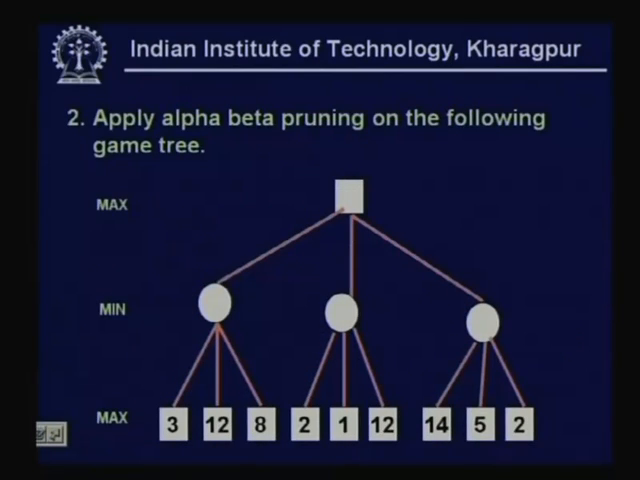Then question number 2, you are given this game tree. You are going to apply minimax with alpha beta pruning on this game tree and identify the best possible move for max. Very simple game tree.